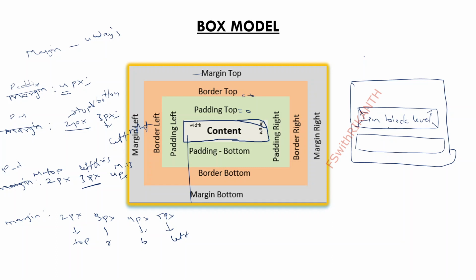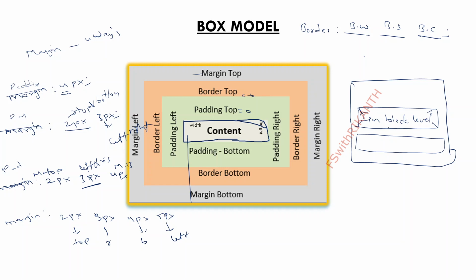So how we can represent the border? Border is nothing but over the content, and we can provide some specific line, some different styles we can provide to this element border. So how we can represent? This is the border property. The border property has 3 values. The first one is border width, the second one is border style, third one is border color. So with the help of these 3 values we can represent.